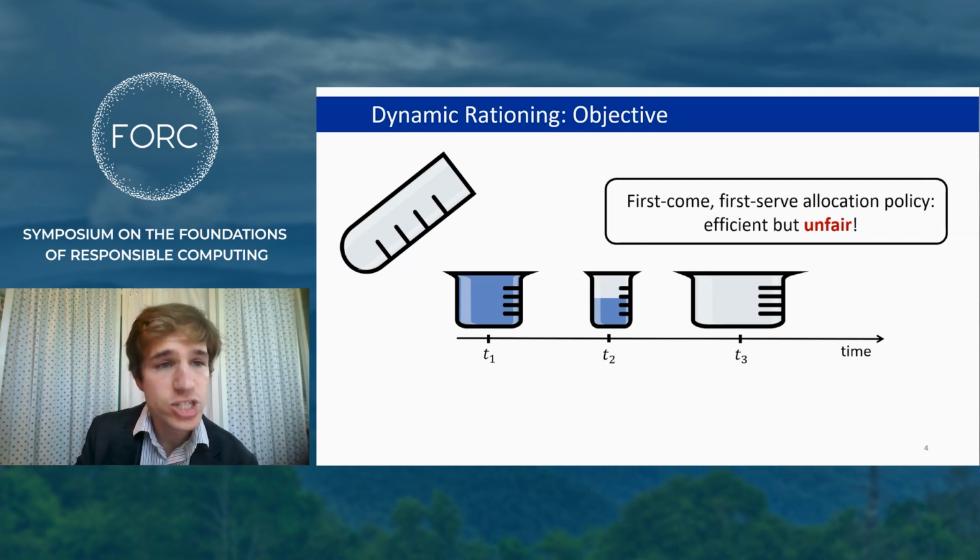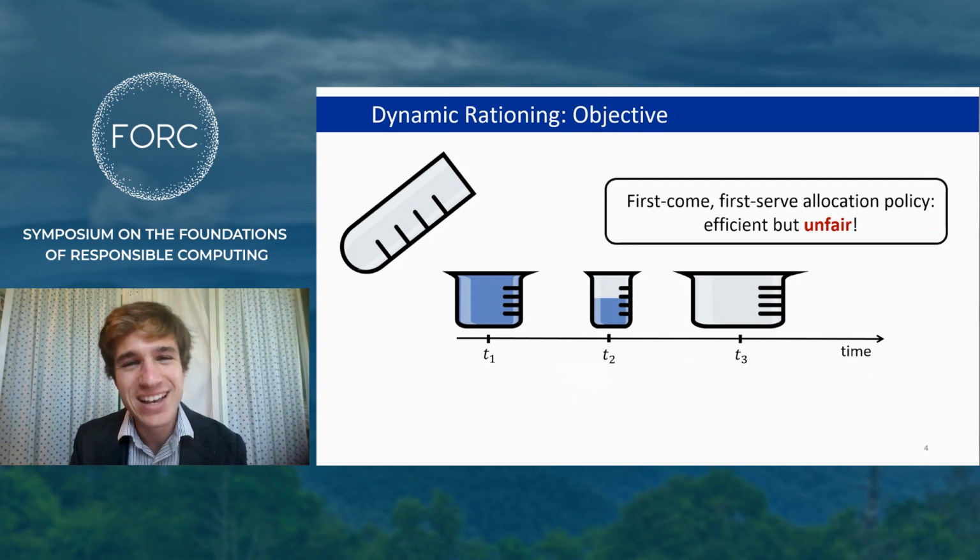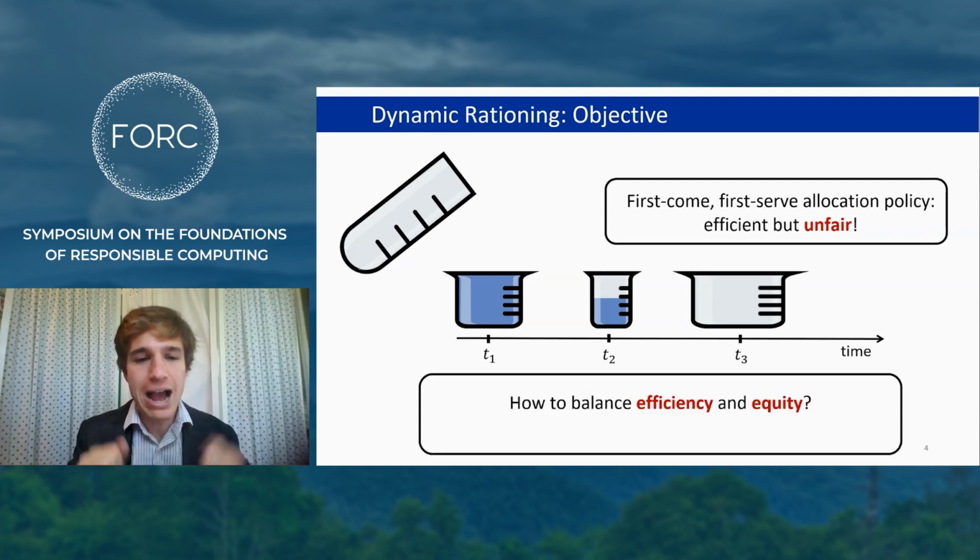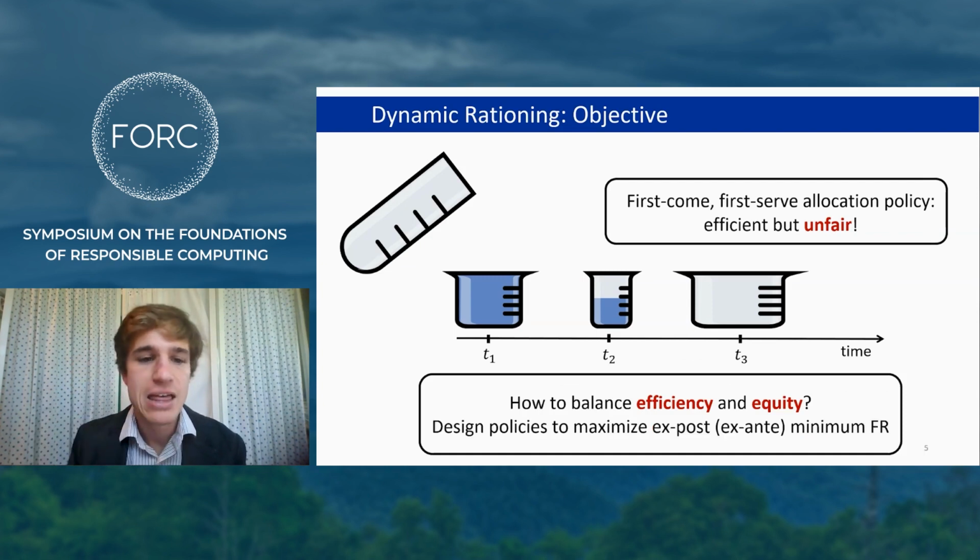So efficiency is pretty easy to achieve. Equity is also pretty easy to achieve. You just don't give anyone anything. That's, of course, not particularly efficient. So we want to think about how we can balance efficiency and equity. In our framework, our goal is to design policies that maximize the minimum fill rate, either ex post or ex ante.